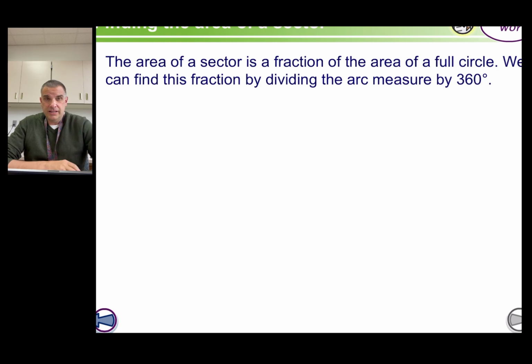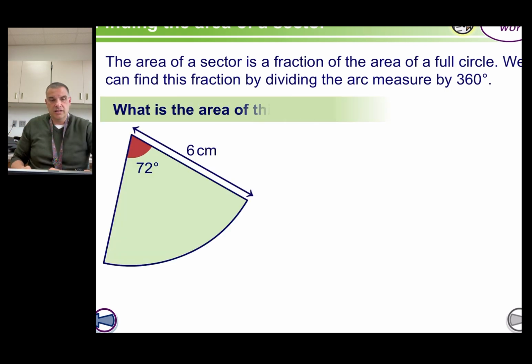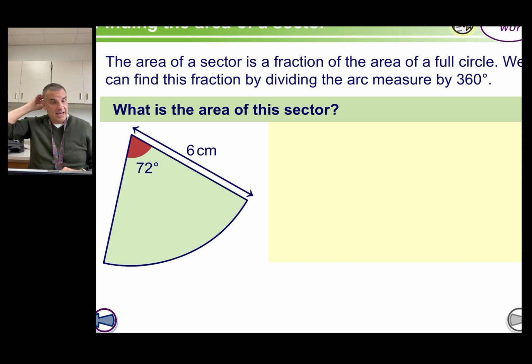How do we go about finding the area of a sector? Well, the area of a sector is just a fraction of the area of a full circle, and we can find the fraction by dividing the arc measure by 360. So if we know that arc measure, we can divide that by 360 to figure out what part of the circle we need. In this example, we've got a sector of a circle. The central angle is 72 degrees, and it has a radius of 6.